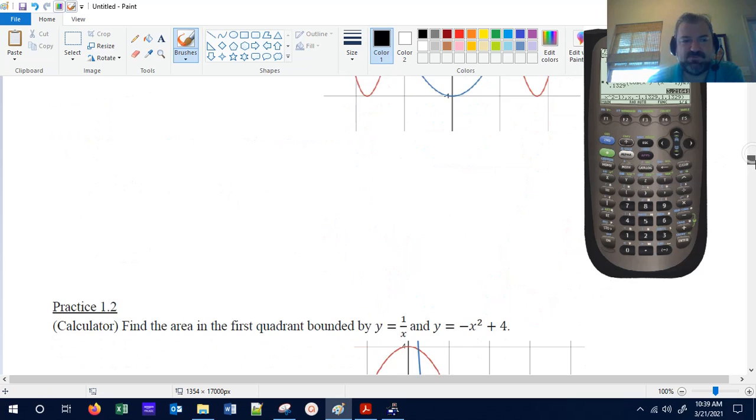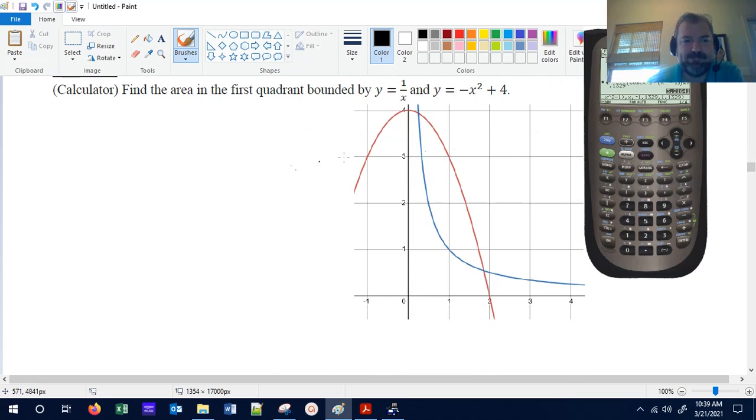Okay, let's go down to practice 1.2. All right, we're going to find the area in the first quadrant bounded by the graph of y equals 1 over x, that's the blue curve, and the graph of negative x squared plus 4. So we'll go to our y equals again, and we'll graph each one of these. So 1 over x and negative x squared plus 4.